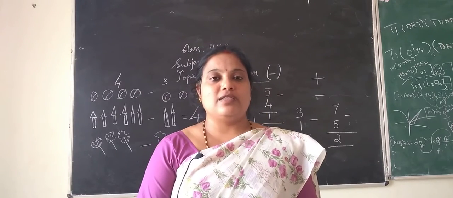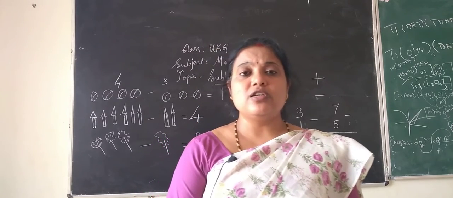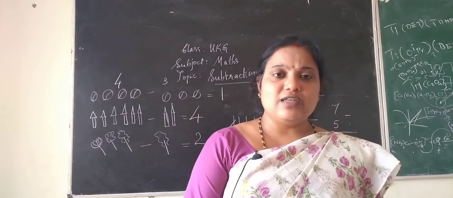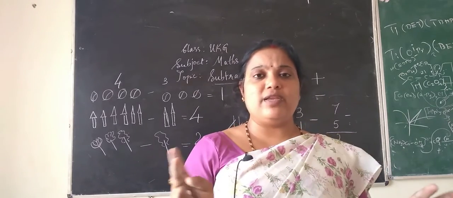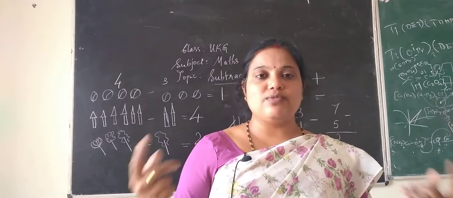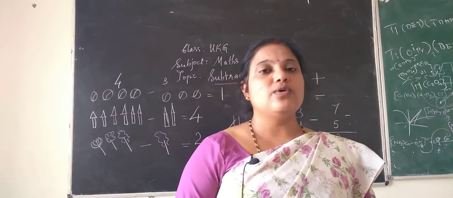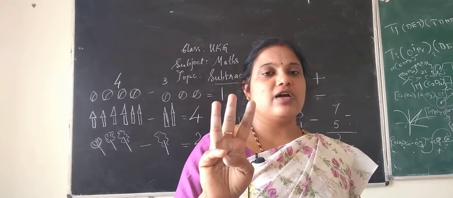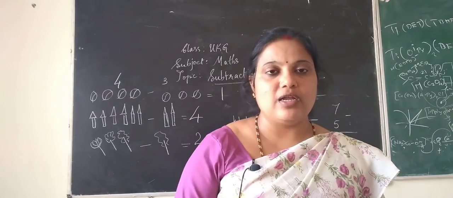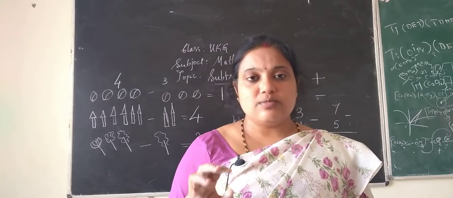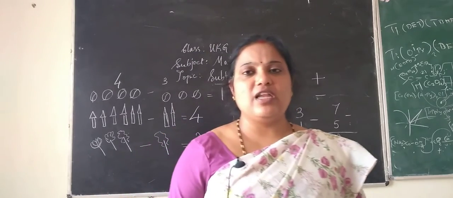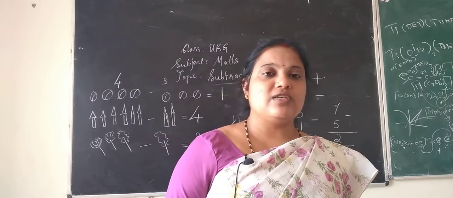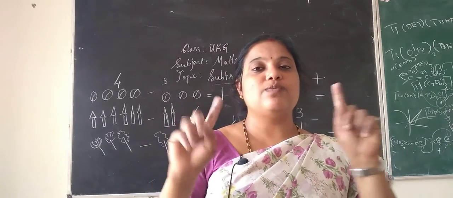Always, children, you need to subtract from the bigger number. When you have 2 and 3, you can't subtract 3 from 2. What you have to do, you take 3 first in your hand, then from the bigger number you subtract the smaller number. If you have 8 and 9, from 9 you just remove 8, then the answer is 1.